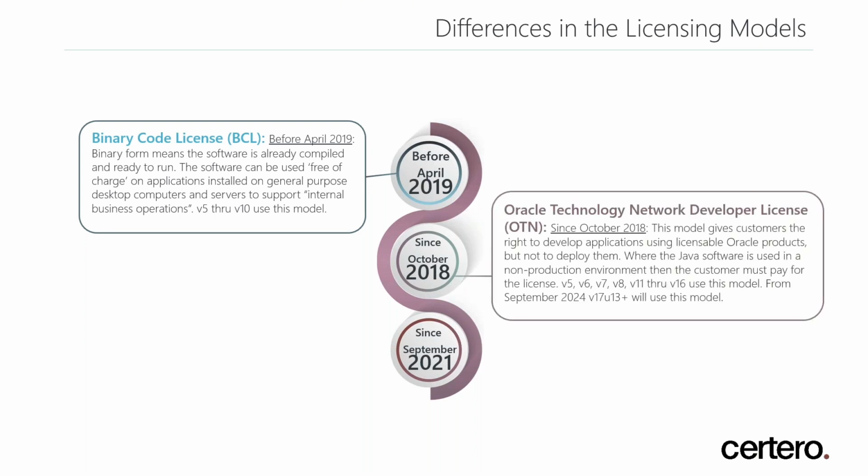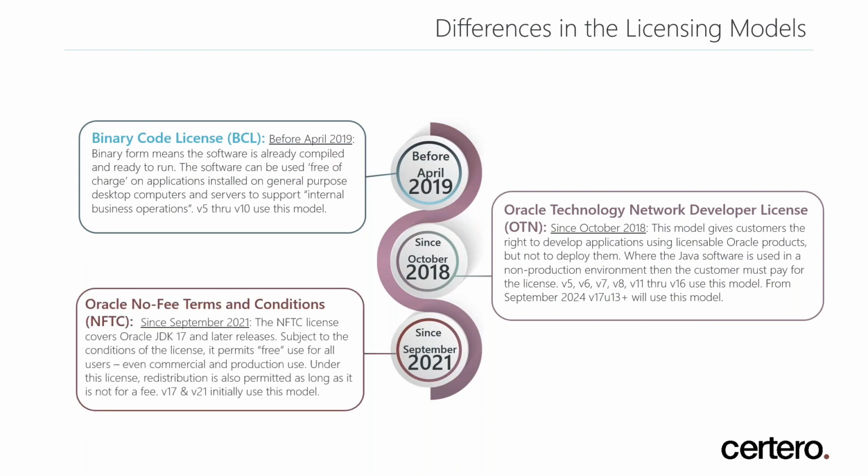Since October 2018, so it's a bit of a 6-month rollover here, Oracle then moved from the binary code license to the OTN license, the Oracle Technology Network Developer license. And basically what this did was to say, if you are using the software for development purposes, then you do not need to pay. However, when you then go and use it in production, you would need to pay. And this affected versions 5, 6, 7, and 8, which predominantly a lot of customers are still using version 8. And at that time, the version 11 through to 16.